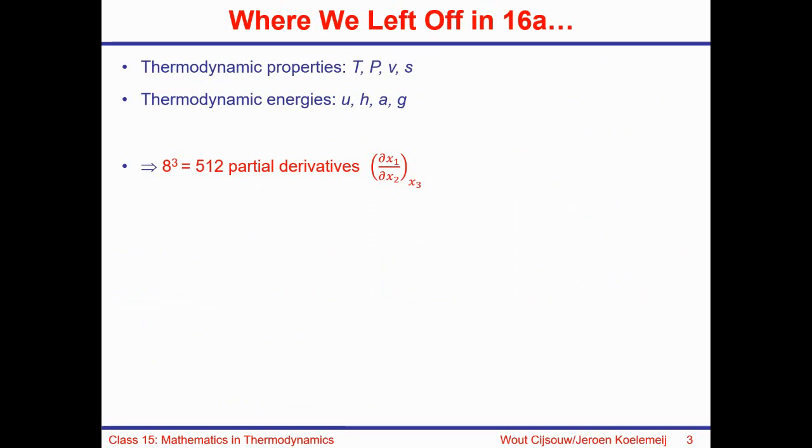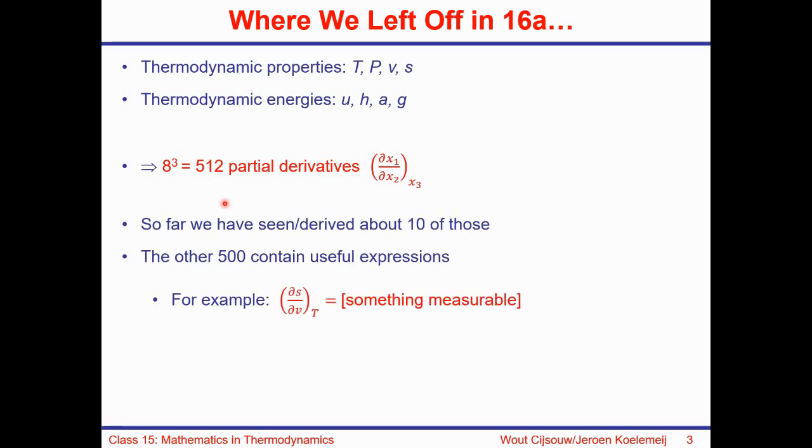Now, at the end of class 16a, we had just seen that there are in total 8 important properties in thermodynamics. And we had seen that we are always taking partial derivatives that involve 3 variables. So you can have in total 512 different partial derivatives, and we had only seen a few of them. So there are still about 500 partial derivatives left, and some of them contain very useful expressions.